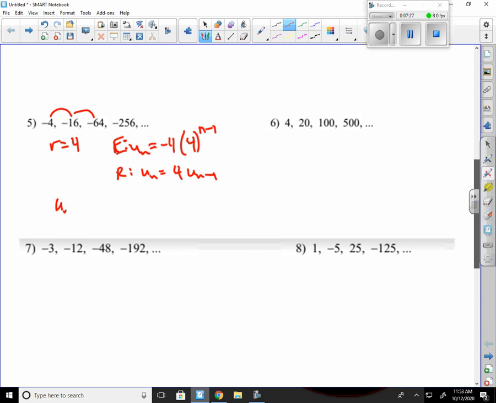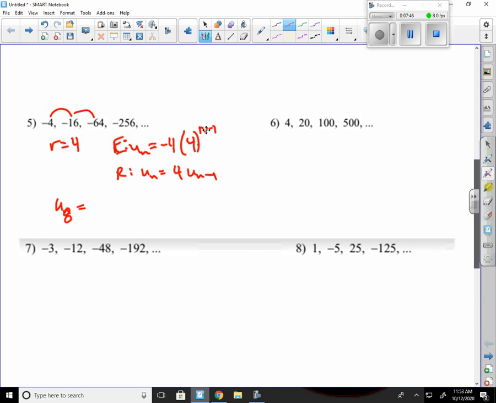To find U sub 8, I just plug an 8 up here. It gives me 4 to the 7th times negative 4, which is negative 65,536. And then find the next 3 terms.